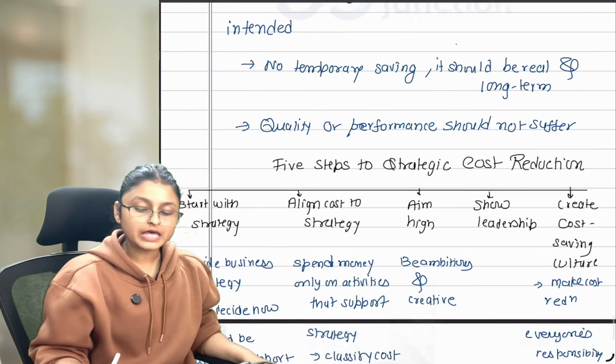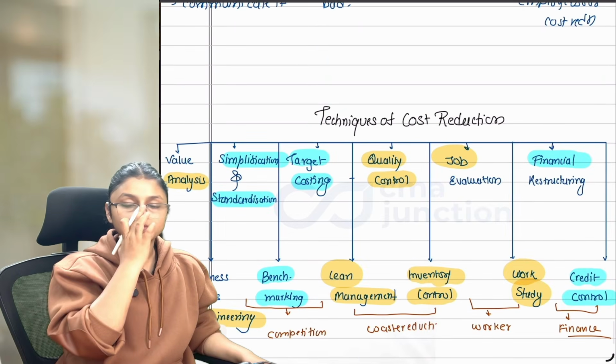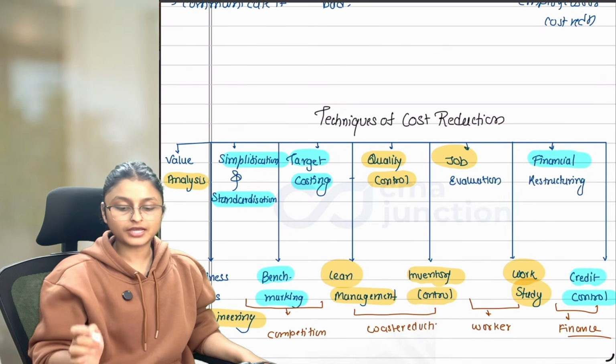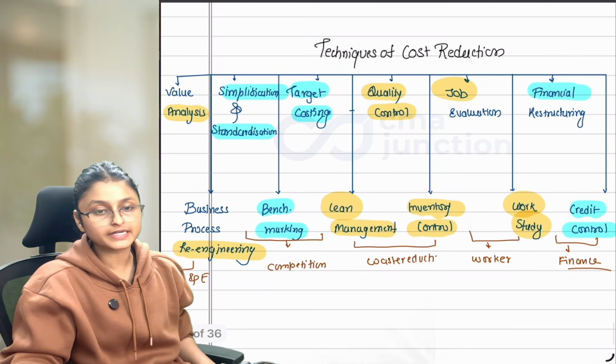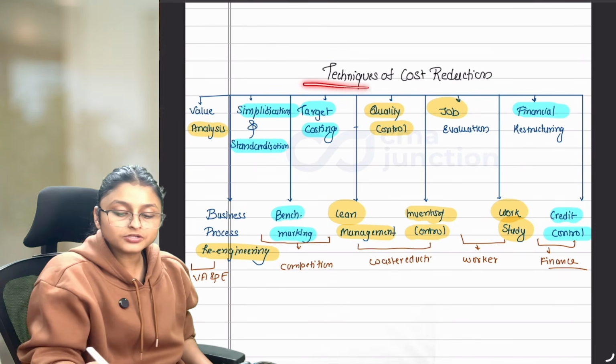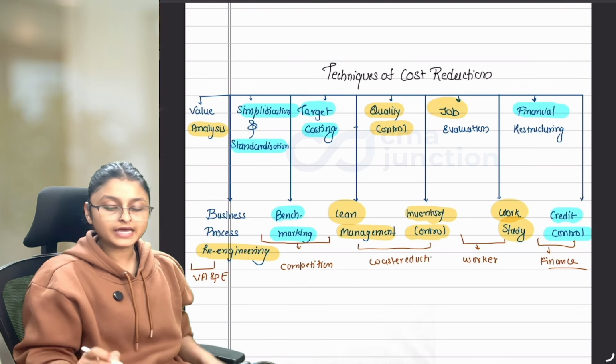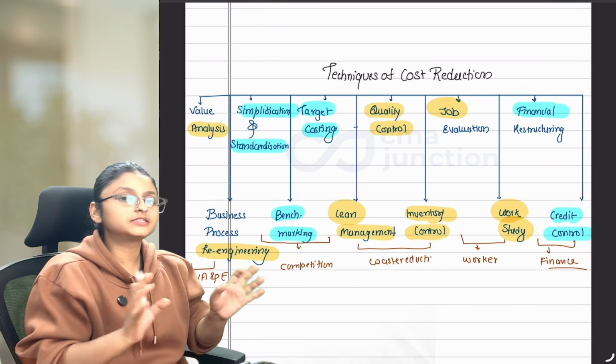Now after this, we understood about techniques of cost reduction. I hope you have written this. If you have not written this, make sure you are writing it now. Now, how to remember all the techniques? For that, I have grouped all the techniques in different categories.